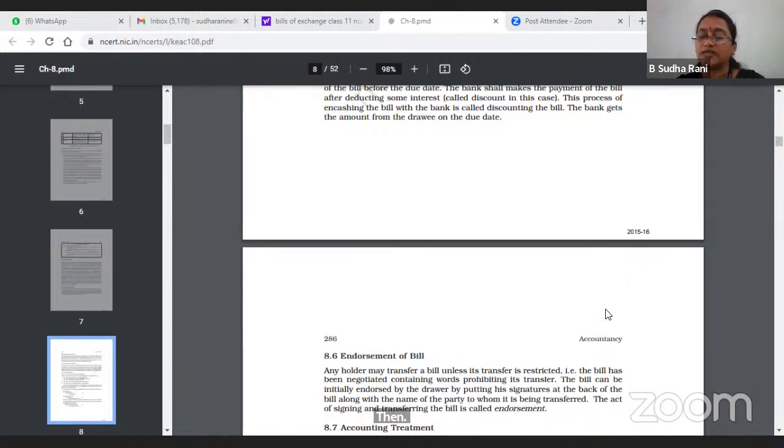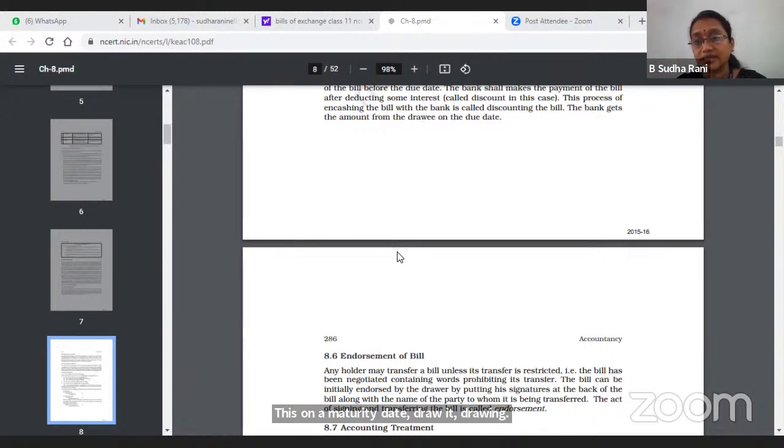Bill dishonored means that on the maturity date, the customer, that is the drawee, hasn't made the payment of the bill. So you must be aware of these terms: dishonor, honor, maturity date, drawer, drawee. Okay. And next, these are basic terms.